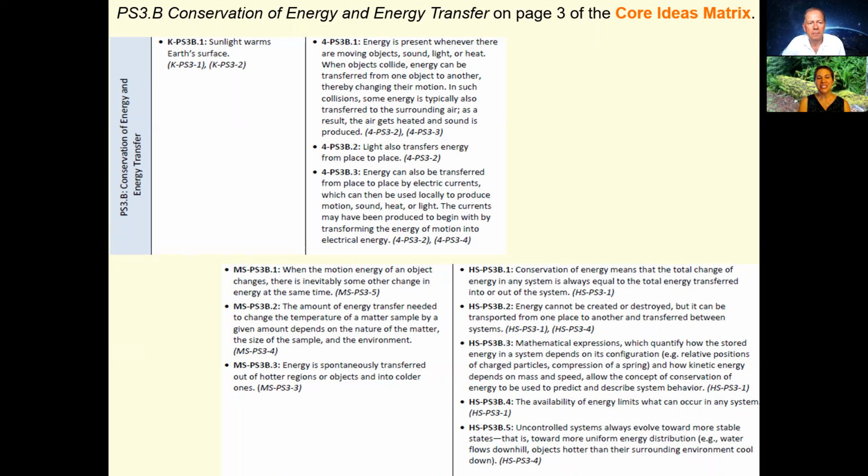So we need to shift our thinking. Rather than thinking of this as a simple idea, we need to think of this as a foundational idea. This leads to understanding of more complex ideas. And so, for example, we can see, if you look at the middle bullet in the next column, that light transfers energy from place to place. So we're saying sunlight warms the Earth's surface, and the way it can do that is because it's transferring energy from place to place.